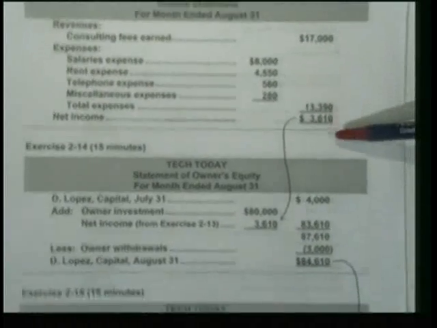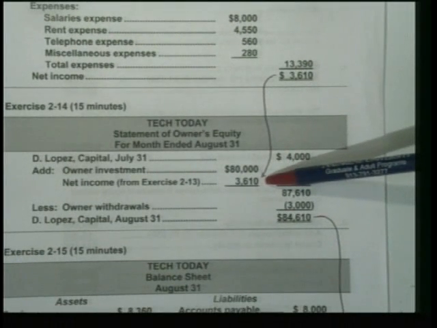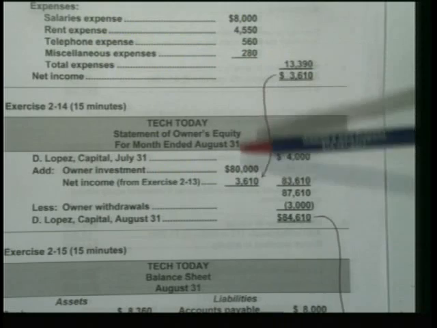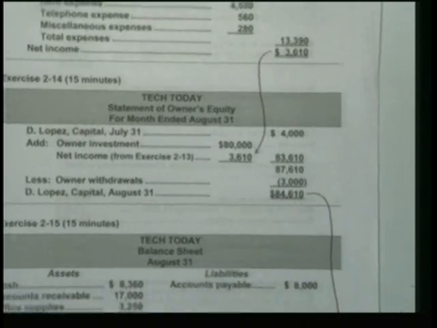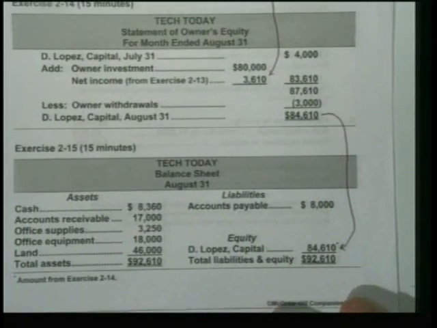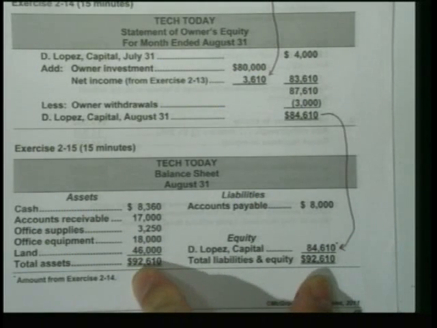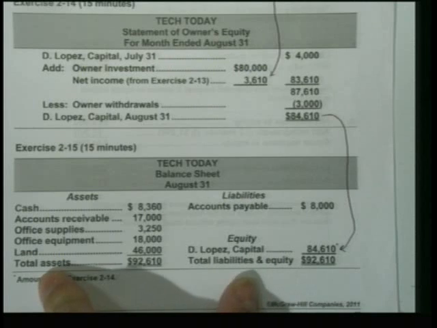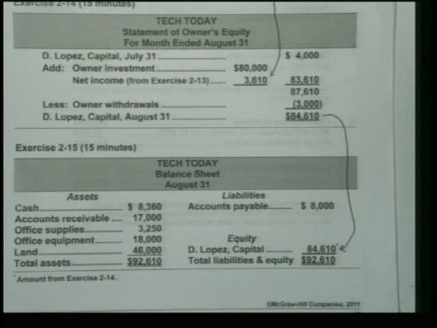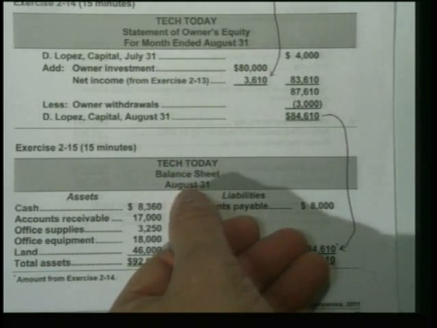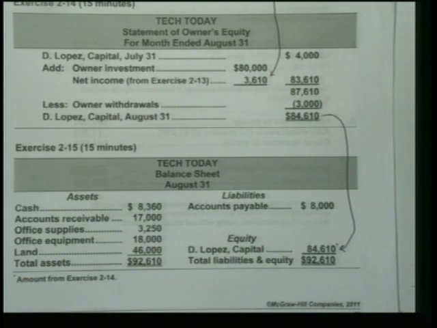Okay, the net income flows down to the statement of equity, which is why you have to prepare the income statement before the statement of equity. And then the ending balance of capital flows down to the balance sheet. Okay? Make sure that these numbers equal. Make sure that you have them labeled. Okay? And then this one is dated correctly as well. It's not for the month ended, but as of August 31st, isn't it?